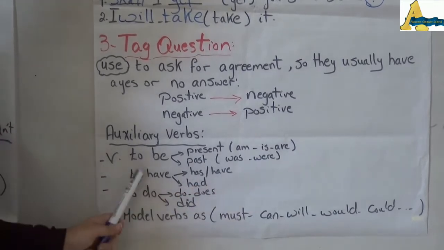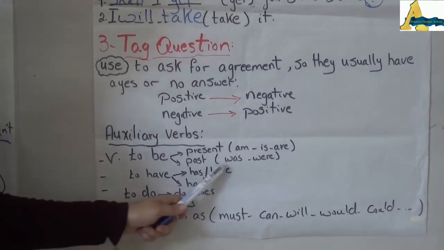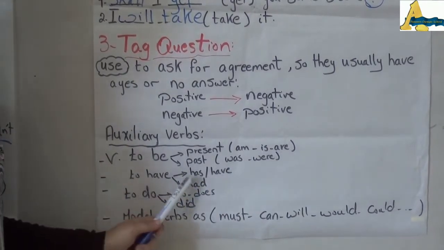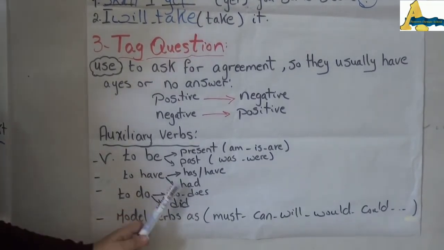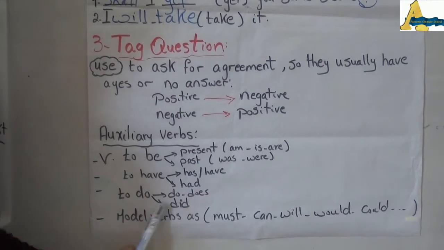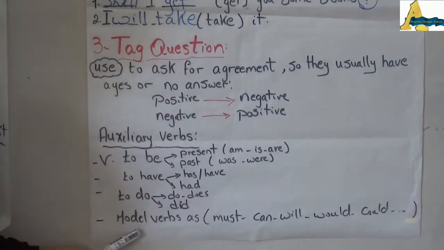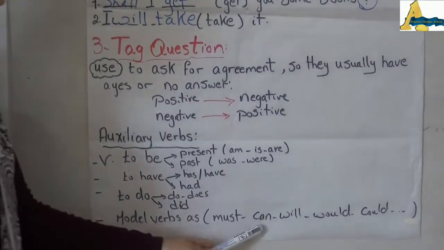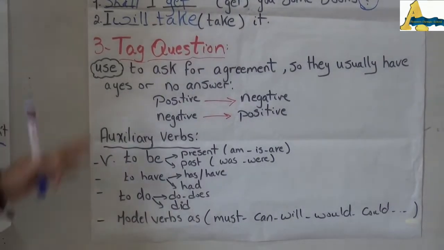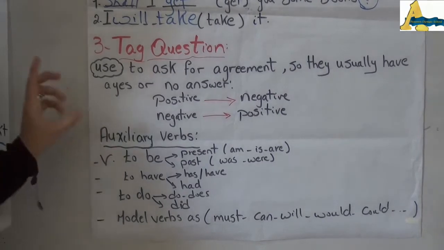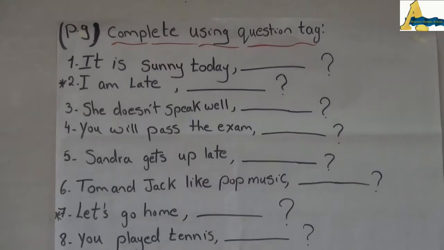or were. Verb to have is going to be has or have in the present form, and is going to be had in the past form. Verb to do is going to be, in the present, do or does, and in the past, did. And what are the modal verbs? Like must, will, or can, or could, or would. So again, a question tag depends on the auxiliary verbs in the sentence.